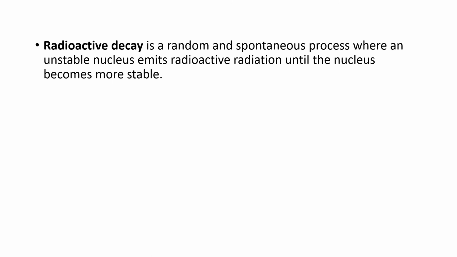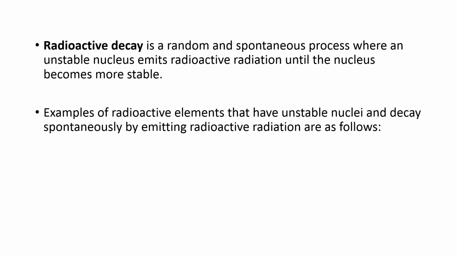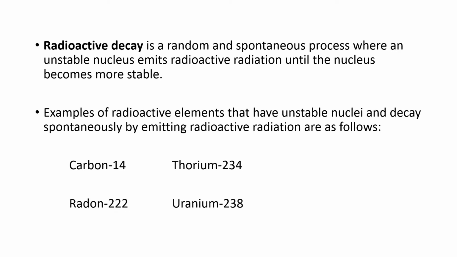Radioactive decay is a random and spontaneous process where an unstable nucleus emits radioactive radiation until the nucleus becomes more stable. Other examples of radioactive elements that have unstable nuclei and decay spontaneously by emitting radioactive radiation are carbon-14, radon-222, thorium-234, and uranium-238. The length of time taken for a radioactive substance to become stable and non-radioactive varies from substance to substance.